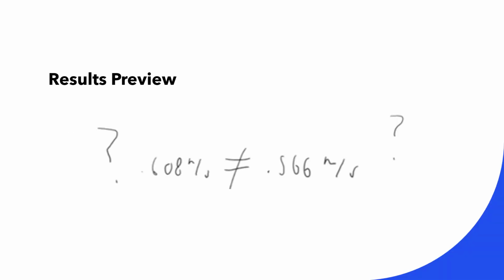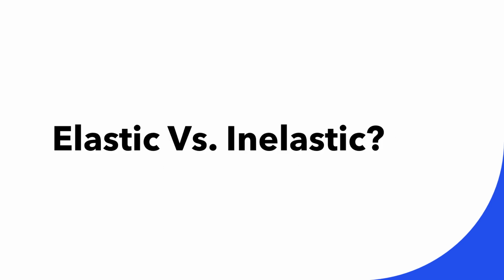Alright, for our results preview really quick. A quick little preview shows that two of our values do not equal each other where we would expect them to. We're going to get more into that later. So really quick, just to reiterate, elastic versus inelastic collisions. An elastic collision is a case where energy is conserved. There's no momentum loss according to the momentum principle, while inelastic is where kinetic energy is not conserved.